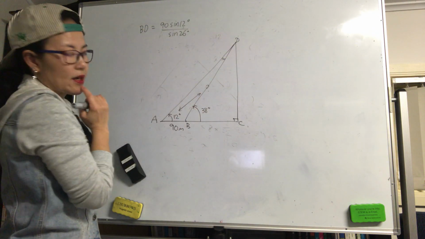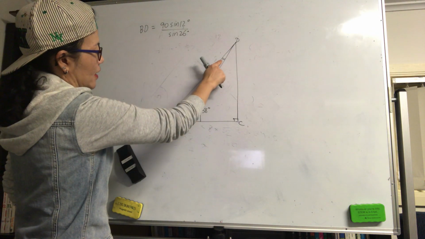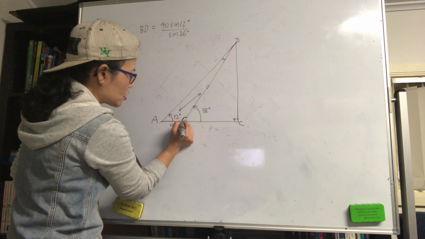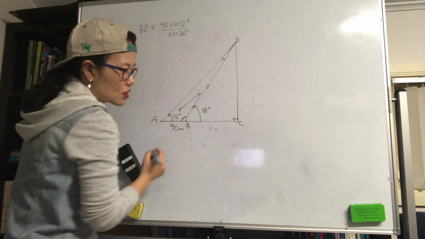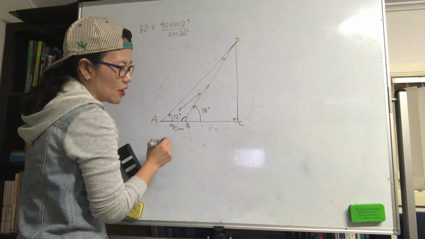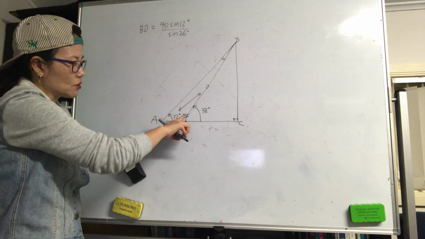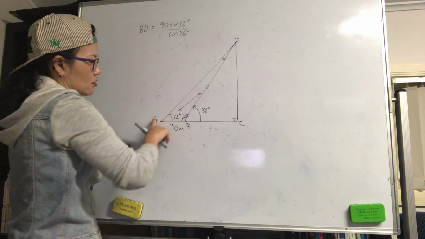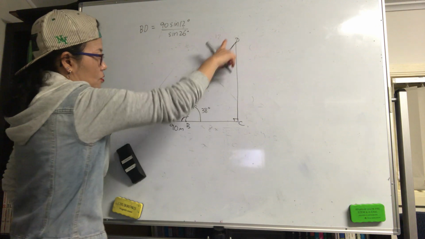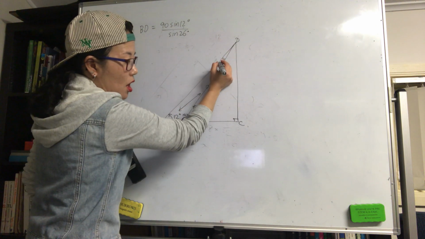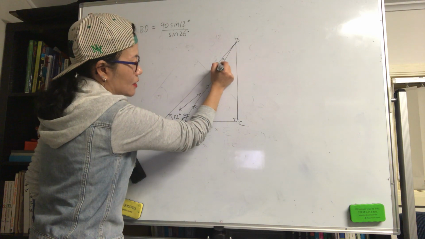Okay, how am I going to find this angle right there? So let's have a look. If I can find this angle, which I can easily do, which is 180 take away 38 is 142. I don't know whether you can see it. 142 here, and then in this triangle, the angle sum of a triangle is 180. So 180 take away 12 take away 142, I will get 26 here.